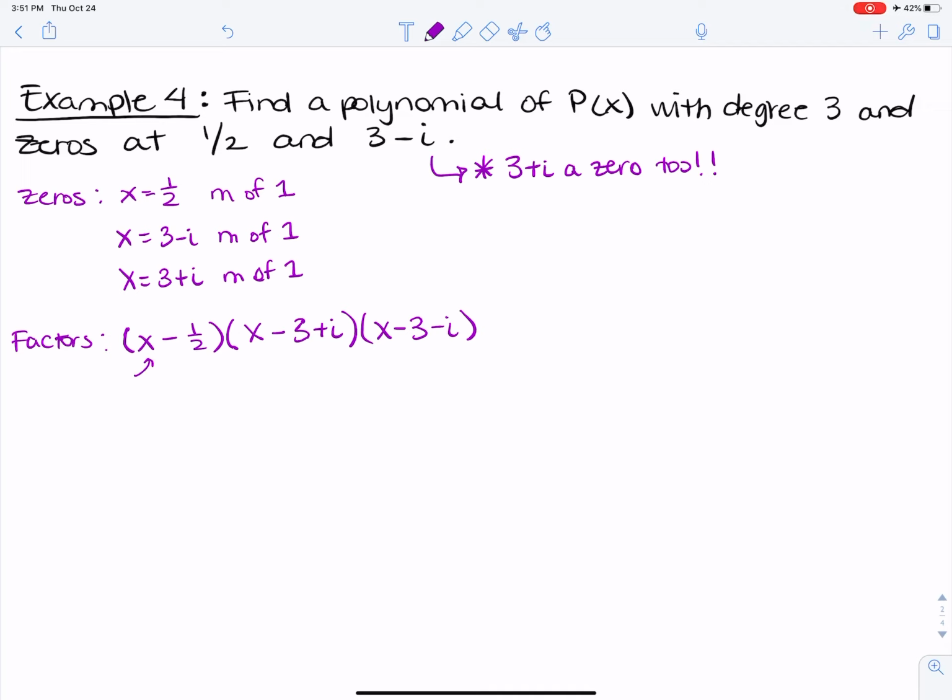Now remember, where did I get these from? x equals positive 1/2, so it has to turn opposite. Versus this one, x equals 3 minus i, so both things will literally turn opposite. So we have to make sure that we know this 3 will turn into a negative 3, and this i will turn into a positive i. And the same situation for this one. x equals 3 plus i to begin with, so it has to turn opposite. This 3 is now a negative 3, and this i is now a negative i.